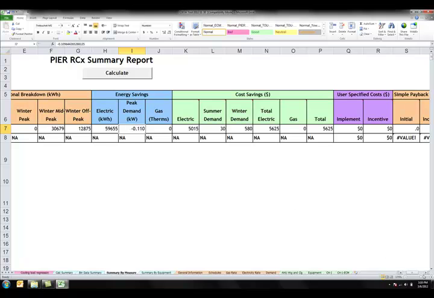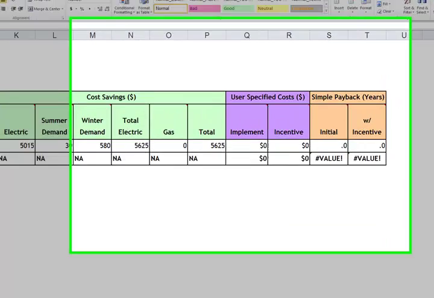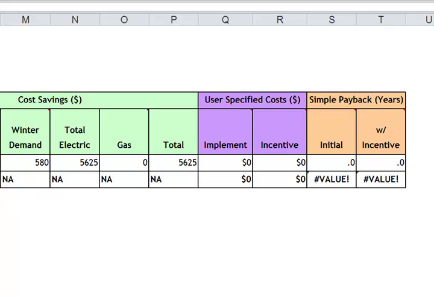In addition, on this worksheet, you can put in the implementation cost of the measure to see the simple payback. Let's assume that the total cost of adding the VFD to this pump is estimated at $20,000. Let's go ahead and input that.